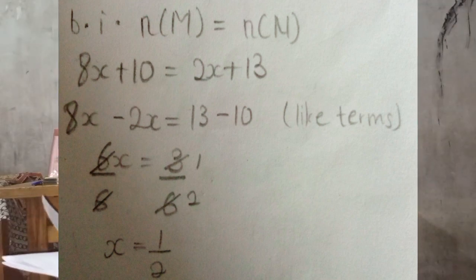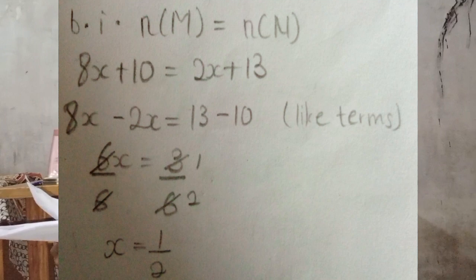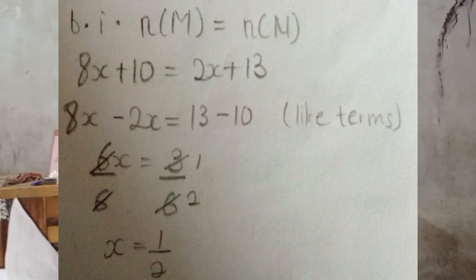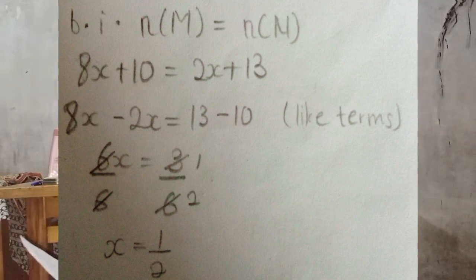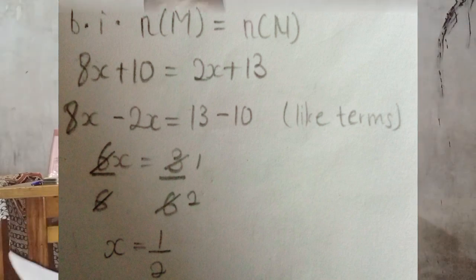With this we group like terms. So it becomes 8x minus 2x is equal to 13 minus 10. We subtract 2x from 8x, we get 6x is equal to 13 minus 10, which is 3. Dividing through by 6, leaving x to stand alone, x is equal to a half. So the value of x is equal to 1 over 2.